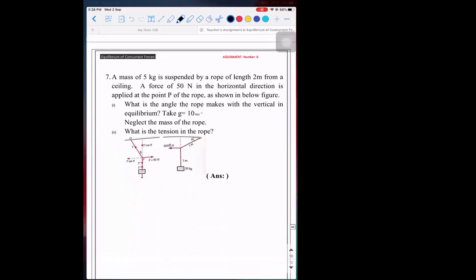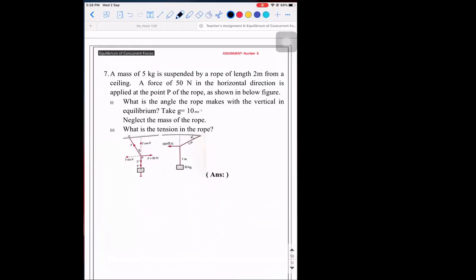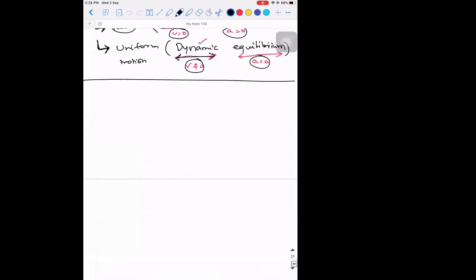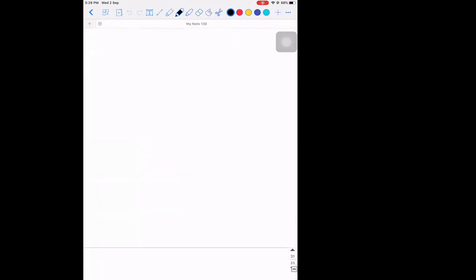Okay, now I'm going to the next part of this chapter, that is friction. So with this, the first part, Newton's laws, everything is over. Now we are going to deal with friction. We are going to see what is friction, what are the different types of friction, what is the cause of friction, and what are the applications of it. Okay, so write down the heading as friction.